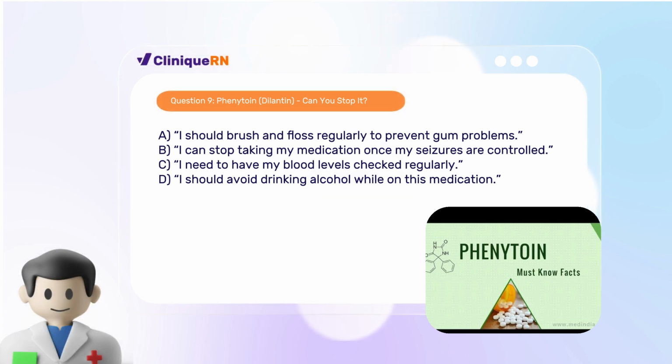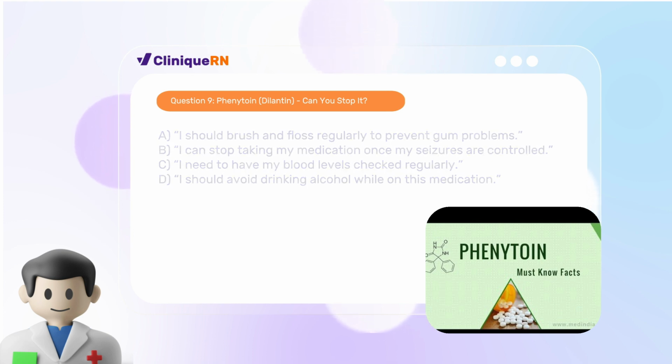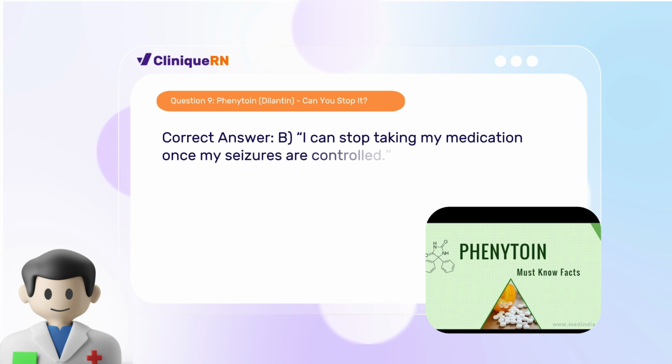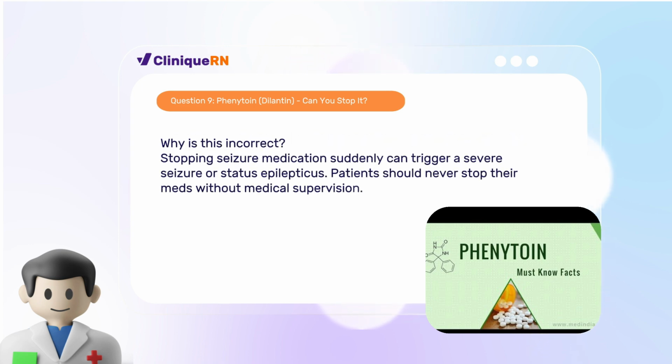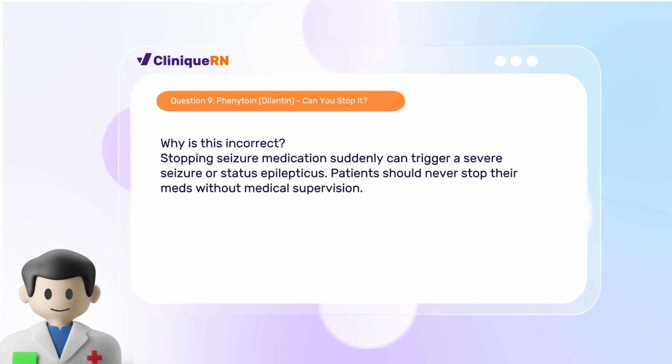C. I need to have my blood levels checked regularly. D. I should avoid drinking alcohol while on this medication. Correct answer. B. I can stop taking my medication once my seizures are controlled. Why is this incorrect? Stopping seizure medication suddenly can trigger a severe seizure or status epilepticus. Patients should never stop their meds without medical supervision.